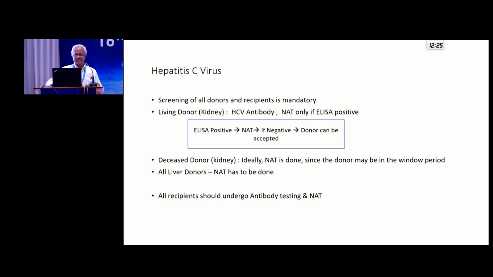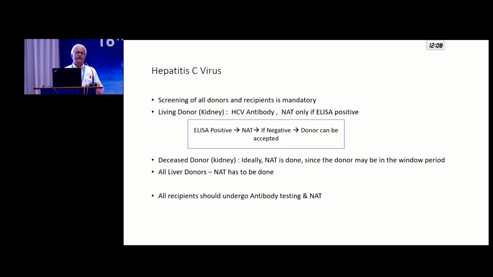Moving on to hepatitis C virus. It is mandatory to screen all the donors and recipients for hepatitis C virus, we all know. And for the living donor, particularly the kidney donors, it is enough if you do a HCV antibody ELISA, nucleic acid testing only if ELISA is positive.